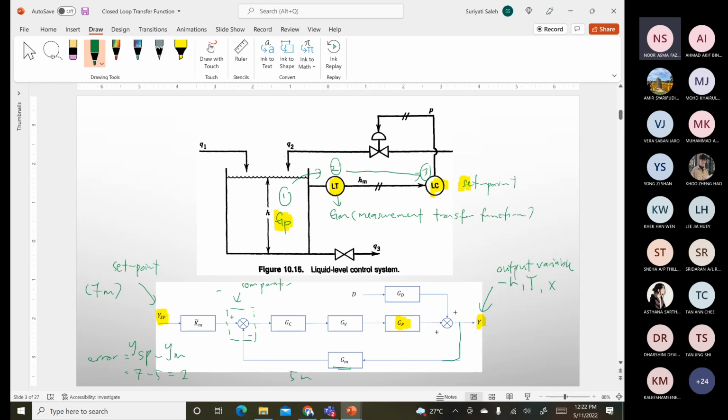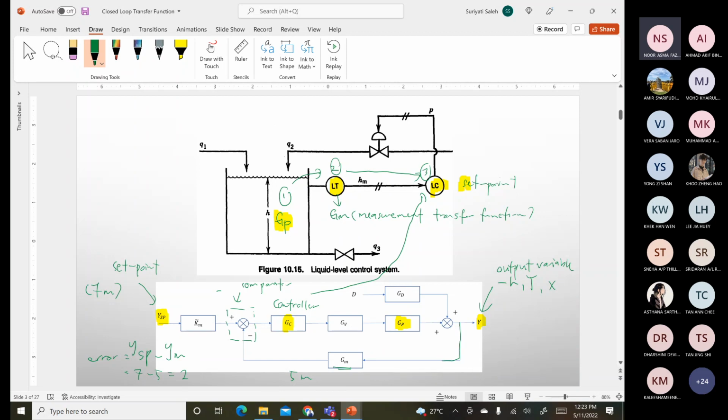take action. What is the required action that needs to be taken? So this is what we call GC, the controller transfer function. So this represents your GC here. So once the controller obtains the error value, it will calculate the amount of the flow rate needed to adjust before it sends information to the control valve.